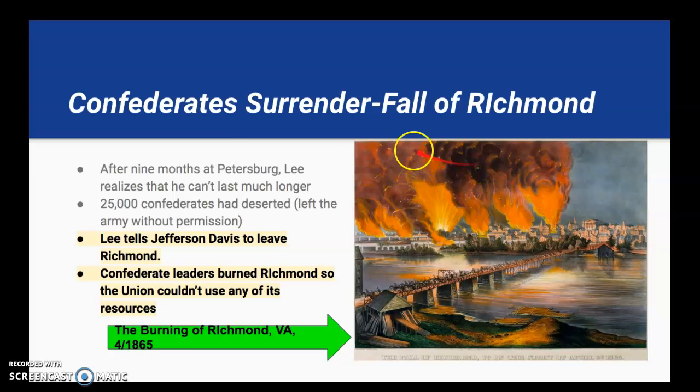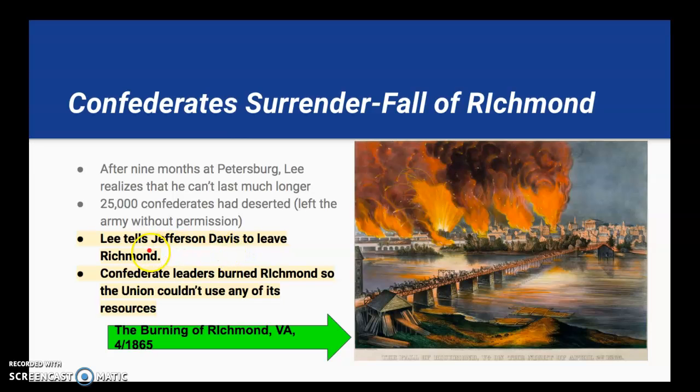All right, so finally, the Confederates surrender. It's the fall of Richmond. After 9 months at Petersburg, Lee realizes that he can't last much longer. At that point, 25,000 Confederates had already deserted. That just means they leave the army without permission. Most of them were just tired and hungry, and they found out because of things like the March to the Sea that their families at home were suffering and they were poor and didn't have anything to eat, so they wanted to go back to help their families. So he's losing men to desertion, and he's under siege.